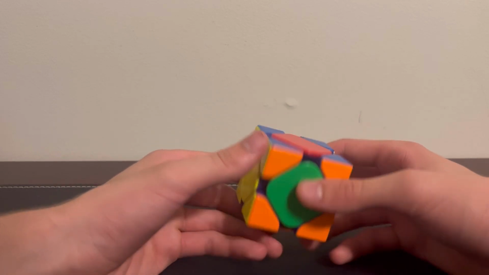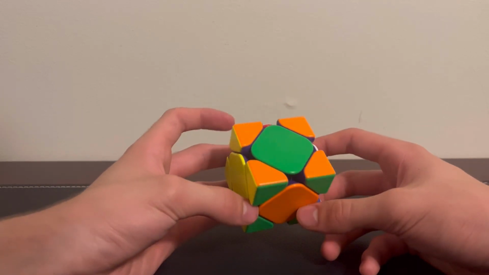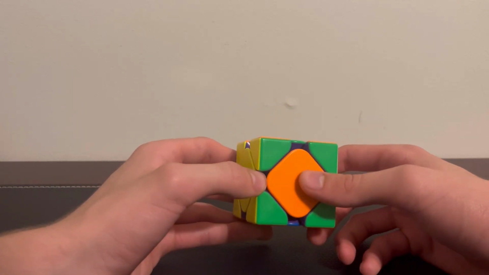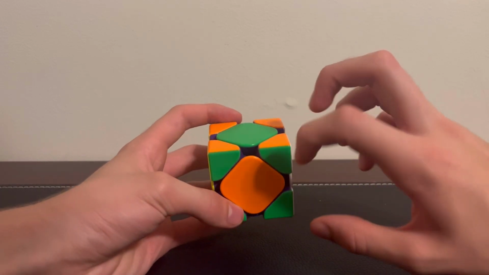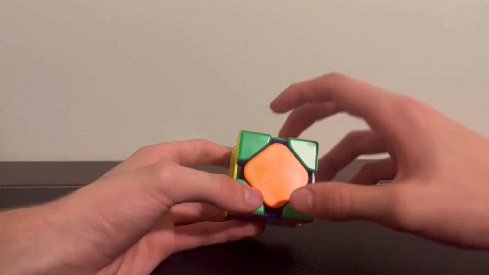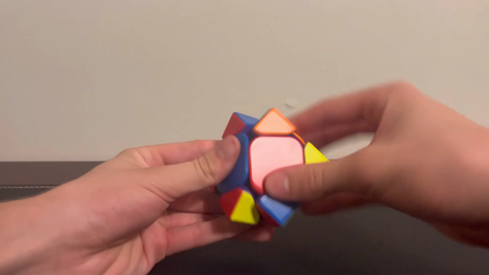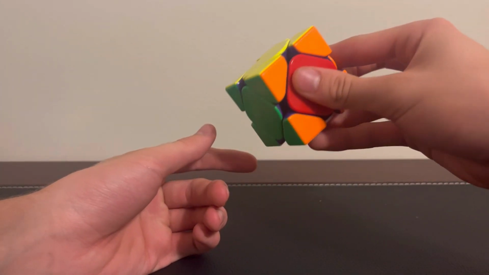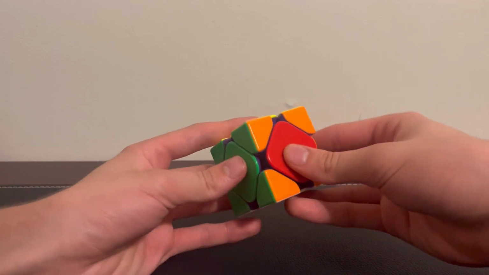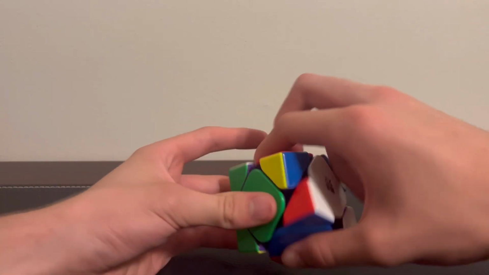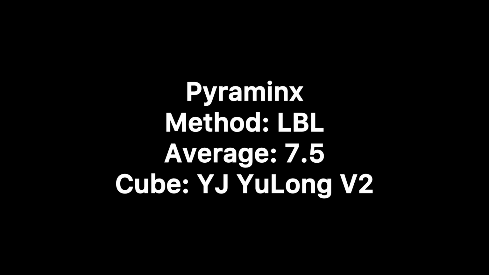And finally, we have the last 4 centers, and this is a Z-perm. I don't know how to do a Z-perm, so I just do 2 U-perms. So if these 2 centers need to be flipped, I hold my thumb on the front center, do a U-perm, and now my hand is already in position to do the other U-perm. And now it's solved.